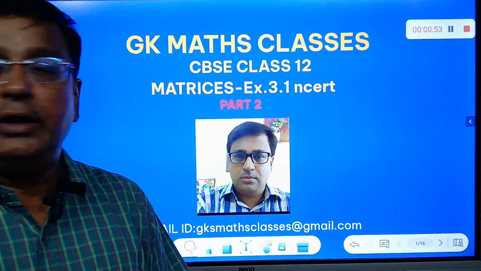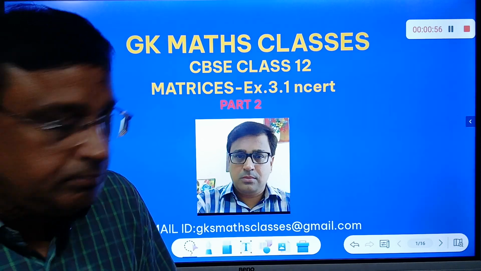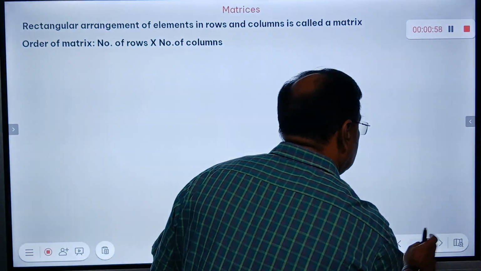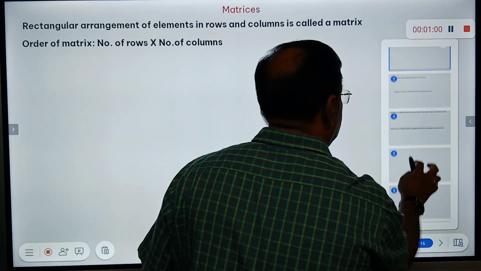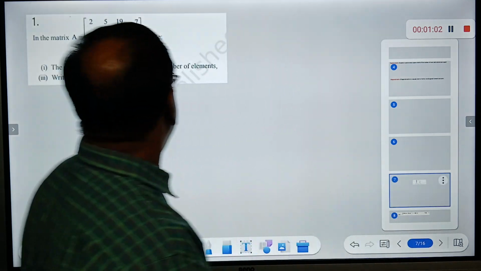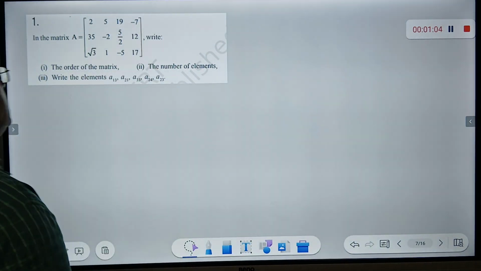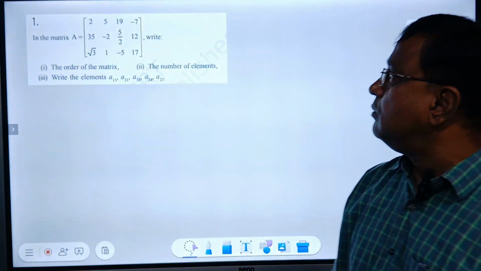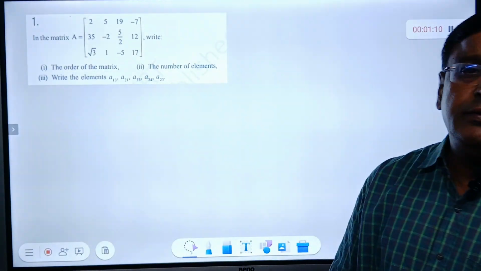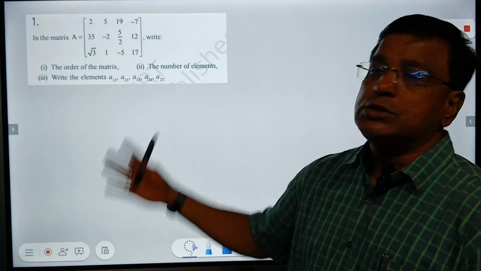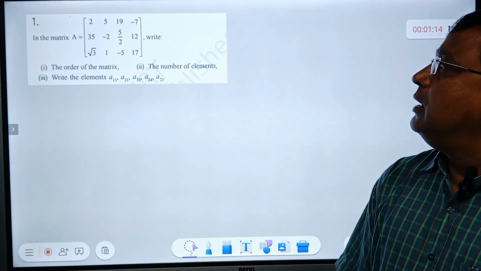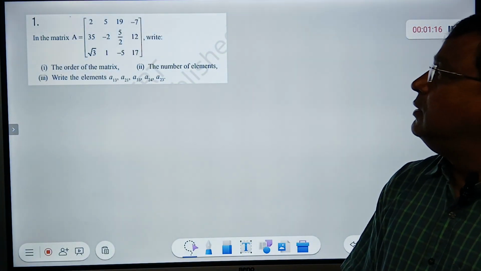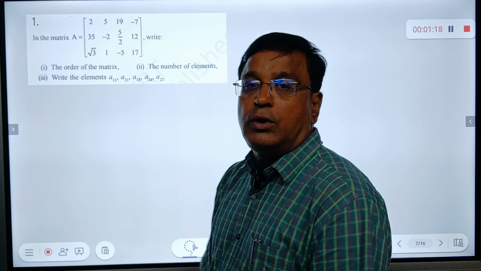So let us start with the exercise. This is the first question from NCERT 3.1. What does the question say? It's a very simple question. These are the possible 1 mark questions. A matrix A is given. The order of the matrix is what you have to find.